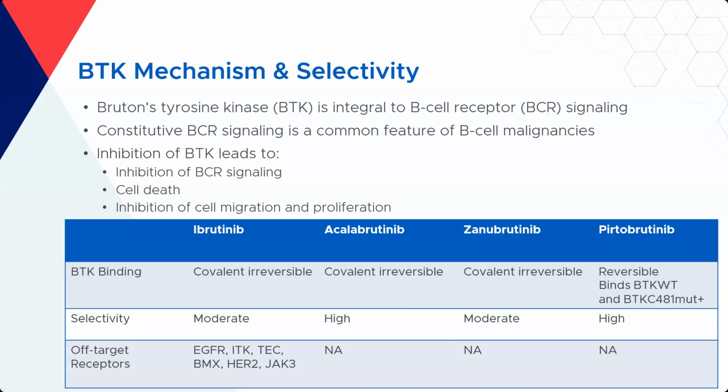And then our last agent, pirtobrutinib, this is our third generation BTK inhibitor. It is a reversible inhibitor of BTK. It binds to the ATP pocket in a different manner than the other three that allows it to be effective for both wild type BTK proteins and those with a mutation called BTK-C481, which is the most common mutation known to date in CLL patients that can occur after being exposed to a covalent BTK inhibitor.